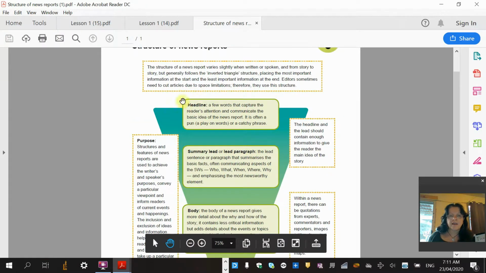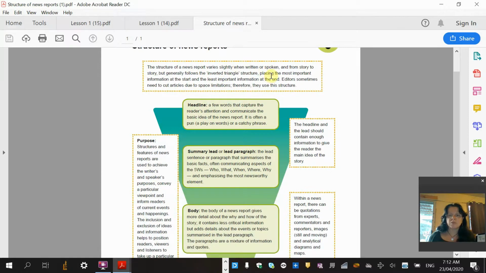So don't forget, the structure of a newspaper report varies if it's written or spoken, and we looked at that yesterday. It has the topic across the top, a few words that capture the reader's attention, the headline they call it, and it often has the author's name underneath, and it's usually catchy and a play on words.